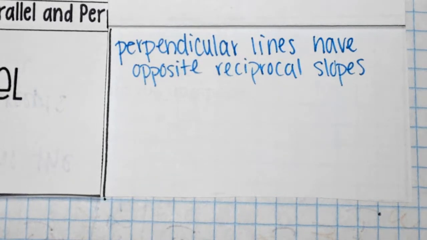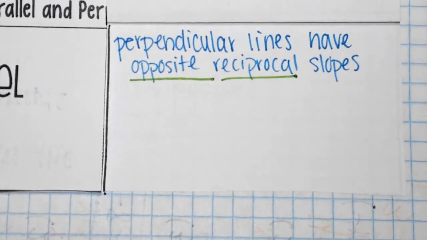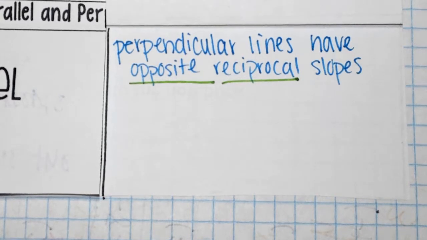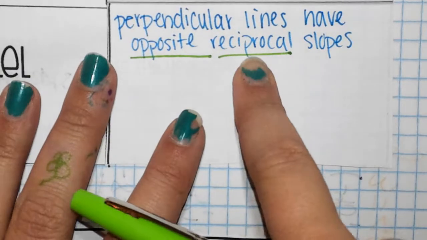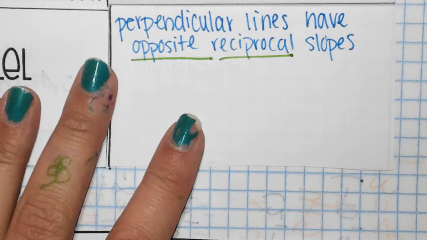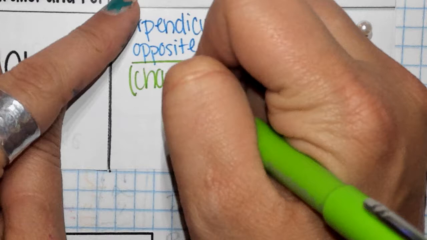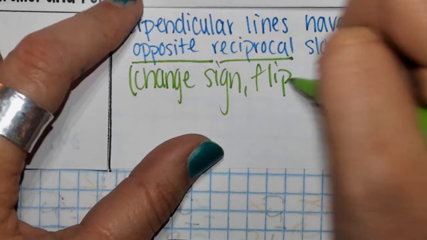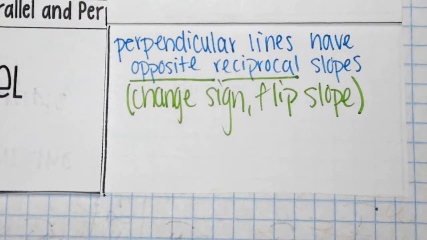Now, what does the word opposite mean? Different. So in math, what would it mean? So if you're positive, what am I? Negative. If I'm negative, what are you? Positive. That's all it means. So opposite is opposite signs. And what does reciprocal mean? Flip. So change the sign. Change sign. Flip. Slope. That's all you do. Change sign. Flip. Slope.